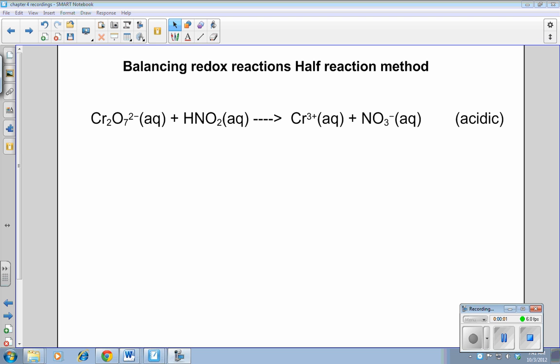To balance a redox reaction, the first step is always to assign oxidation numbers, to every single element. When we take a look at dichromate here, the dichromate has to equal a total of -2.